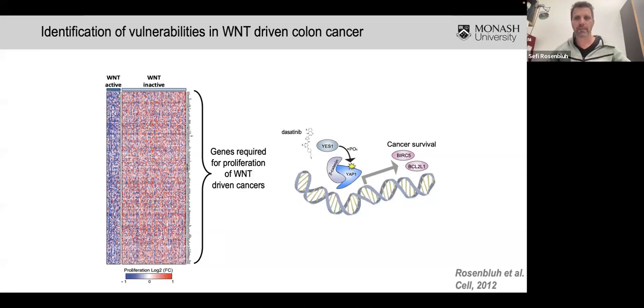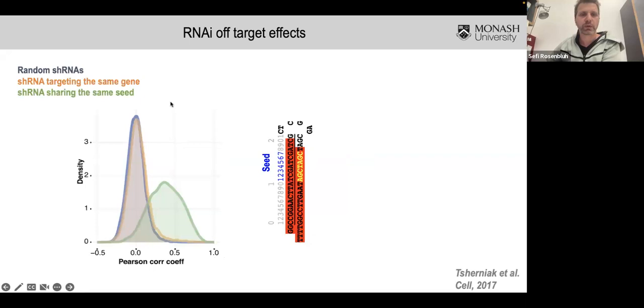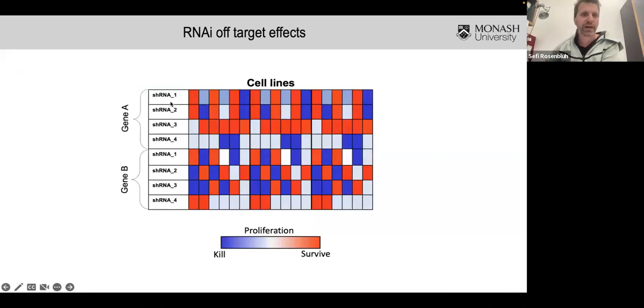cancers. But what is not shown here, and it happens in a lot of shRNA screens, is the problem of off-target shRNA effects, which has been a major issue with the use of shRNAs. So what are shRNA off-target effects? This term has been used quite a lot, but just to quantify it, this is what we mean when we talk about an off-target effect.